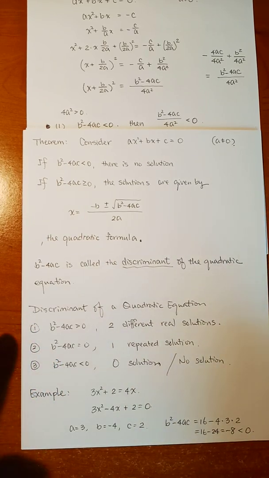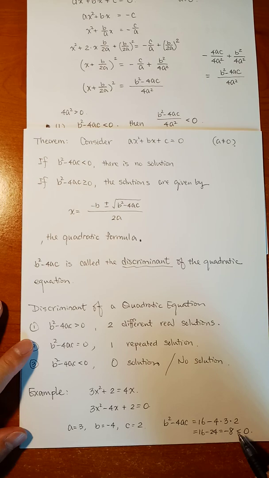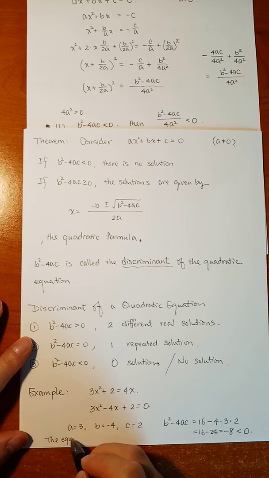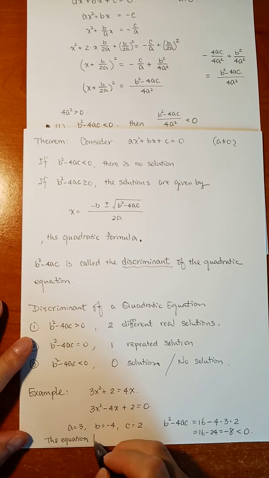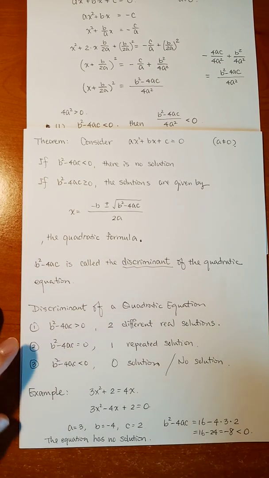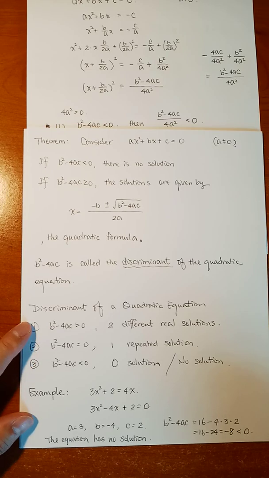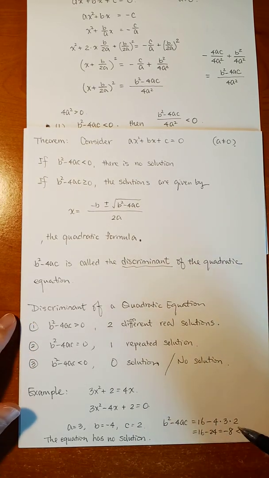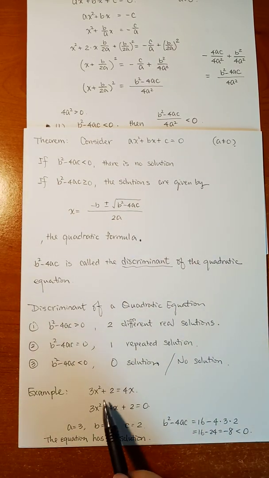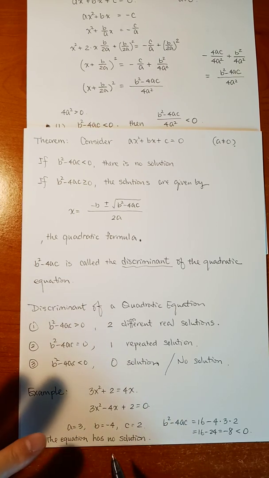It's negative. What happens if the discriminant is negative? No solution. So the equation has no solution. All right, so you first verify this discriminant. If it is negative, you are done. No solution at all. And also, to determine a, b, and c, you must use the standard form.